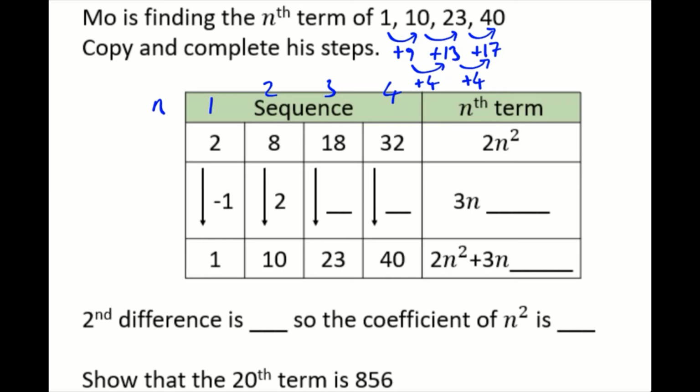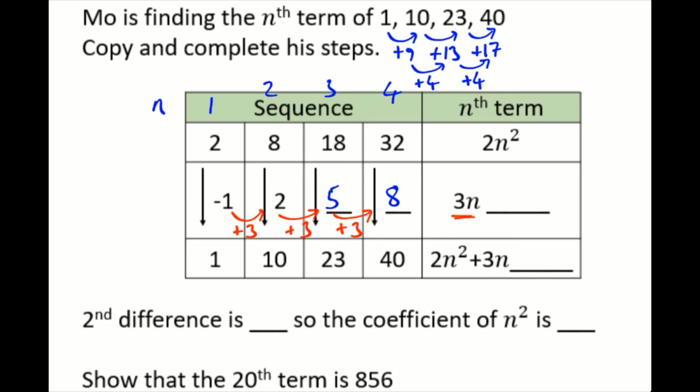To get from 18 to 23, we would have to add on 5. And to get from 32 to 40, we would have to add on 8. Now, what's going on here? This is just an arithmetic sequence. We're adding on 3 each time. You can see that they filled in the 3n for us there.